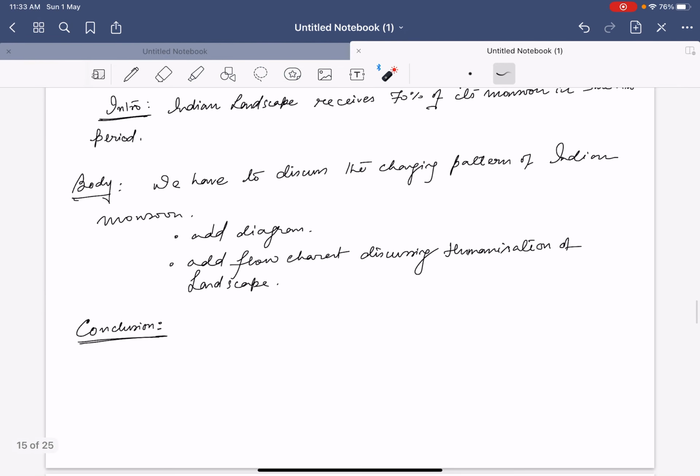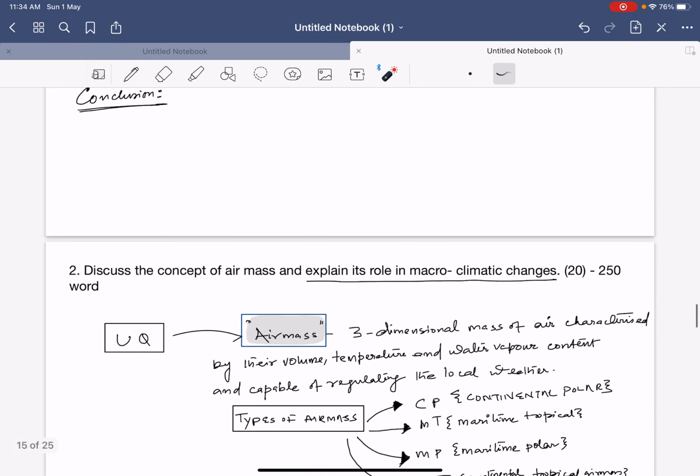And in the conclusion, you can build up your own conclusion. I have a simple conclusion for myself. I would say that due to these factors the pattern of the Indian monsoon is changing, and that the humanization of landscape is one of the major reasons for it. Next, move on to the next question.